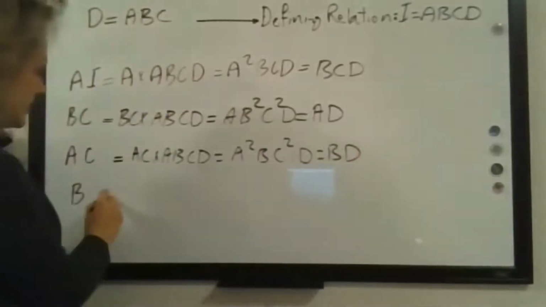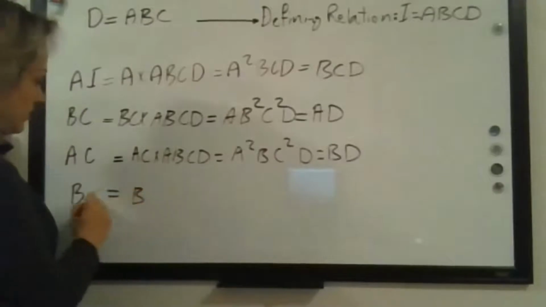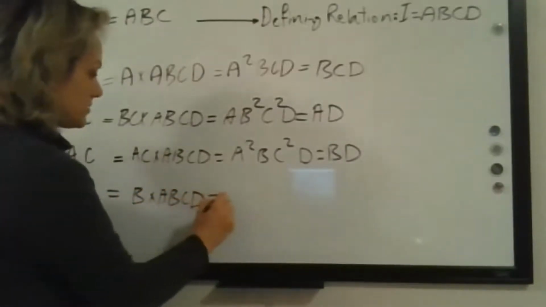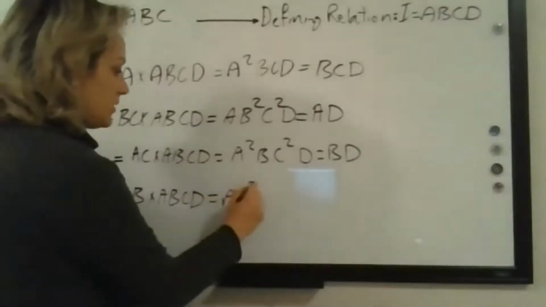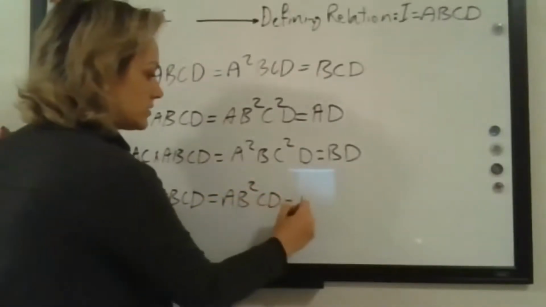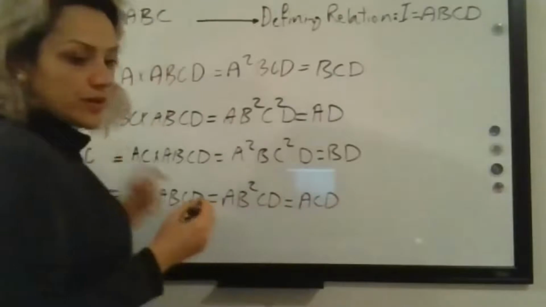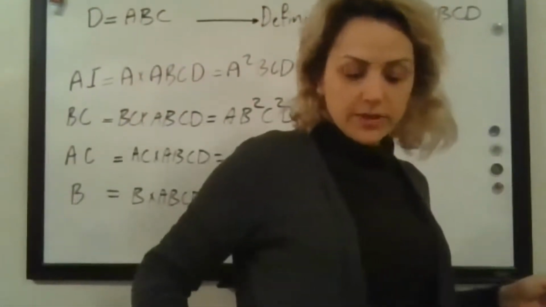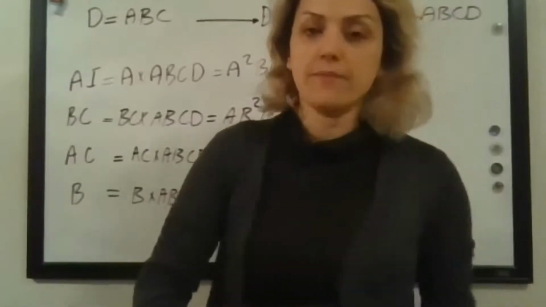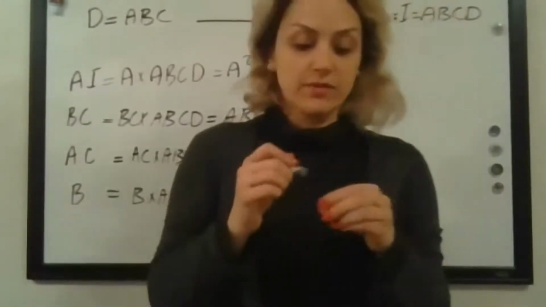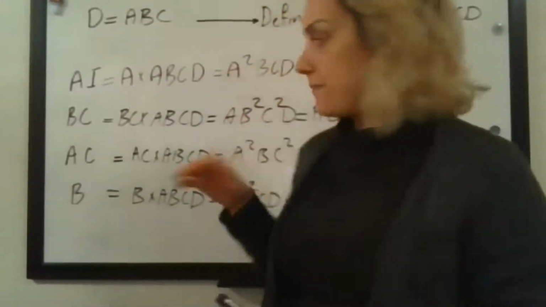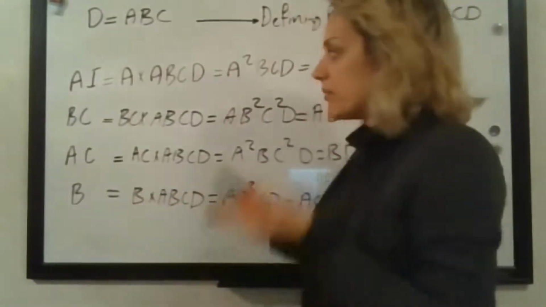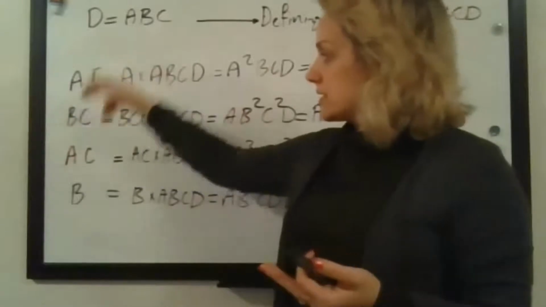And then the last one is B. So it's B times ABCD. So it would be A, B to the 2, CD. It's going to be AC. So with this method, we can find out all of the confounded interactions that we would have for any of these, anything that you're interested in. Maybe you would be interested in, let's say, BC.